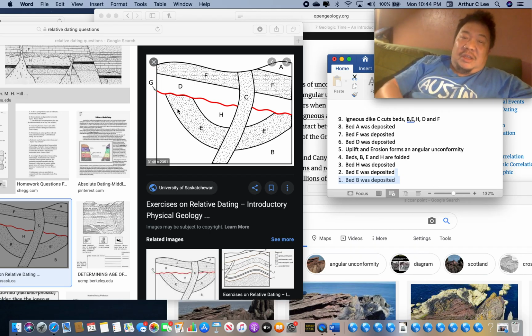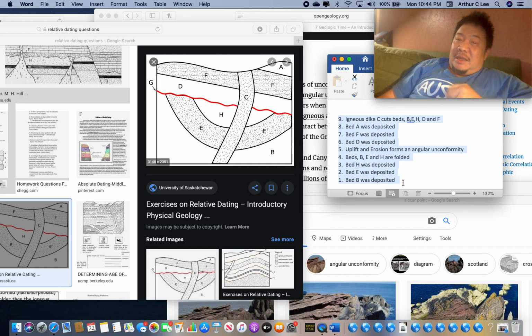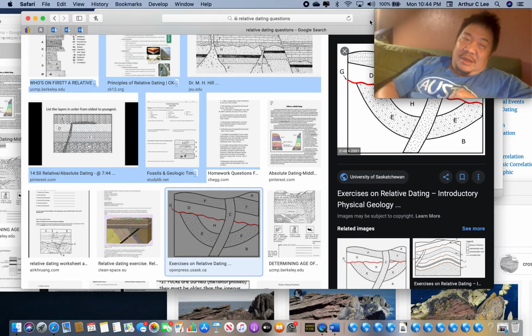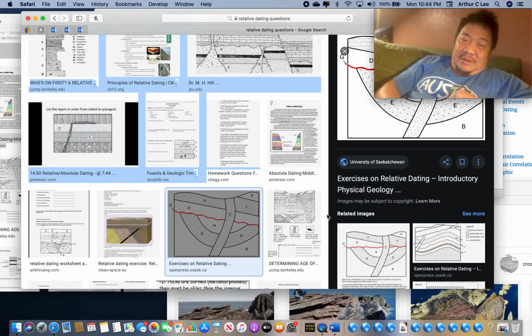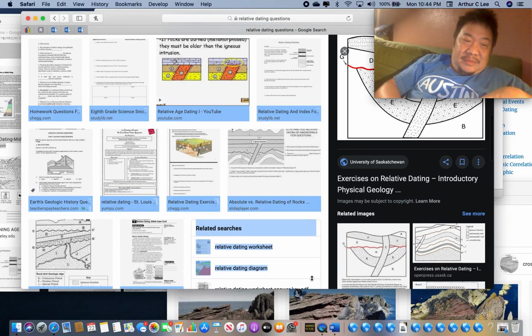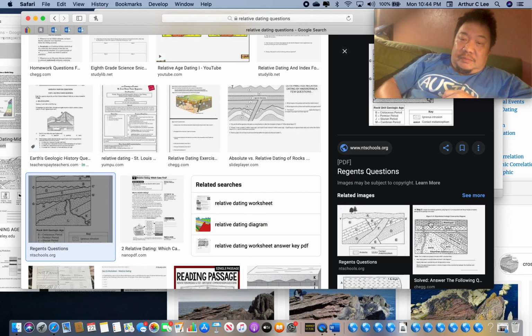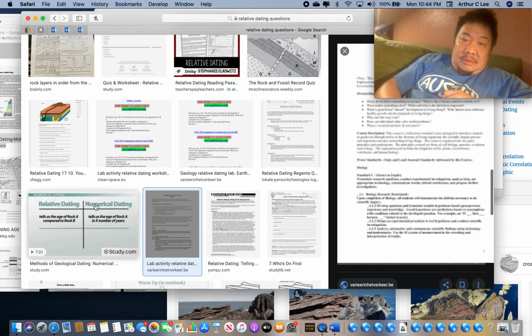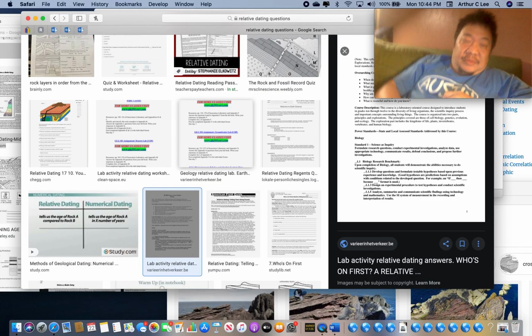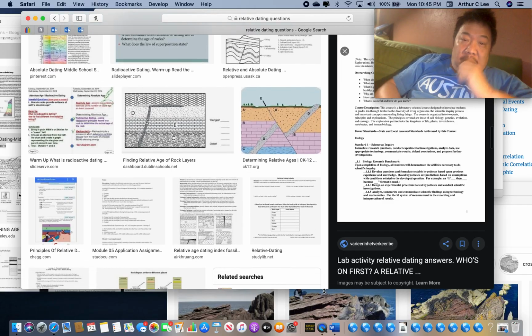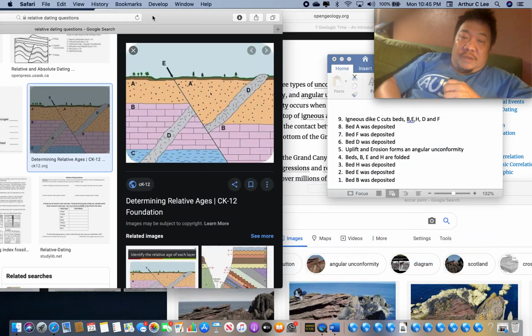You need to be able to look at this picture and get this answer here. We just did some relative dating here. This one's more difficult than the first one that we did, which is a lot easier. But I'll do one more, and then we'll call it quits for tonight. Let's do this one here, and then we'll call it quits for tonight.